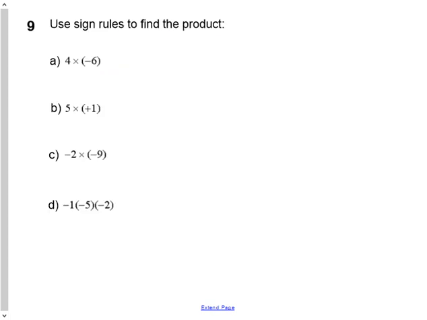Question 9 says use sign rules to find the products. That was easy. Same signs positive, different signs negative. So 4 times 6 is 24. Different signs, meaning a positive and a negative. It's a -24. 5 times 1 is 5. Same signs. It's a positive answer. 2 times 9 is 18.